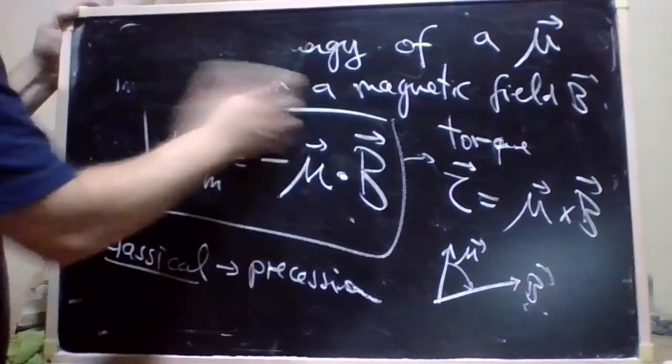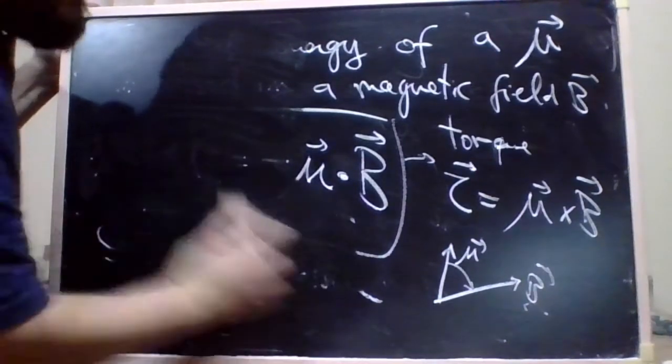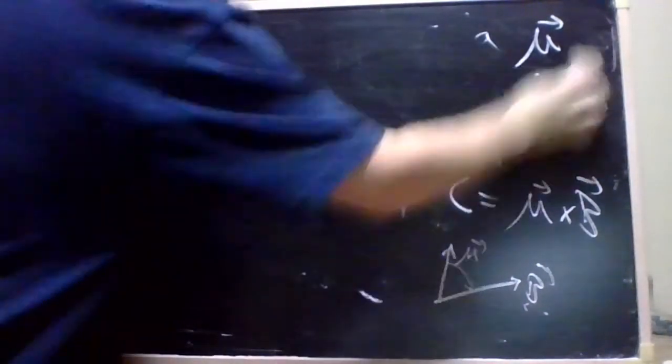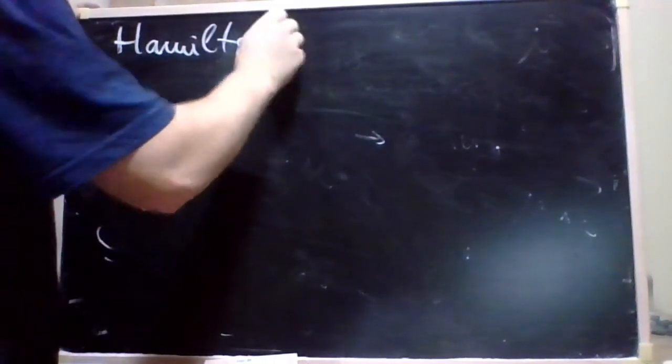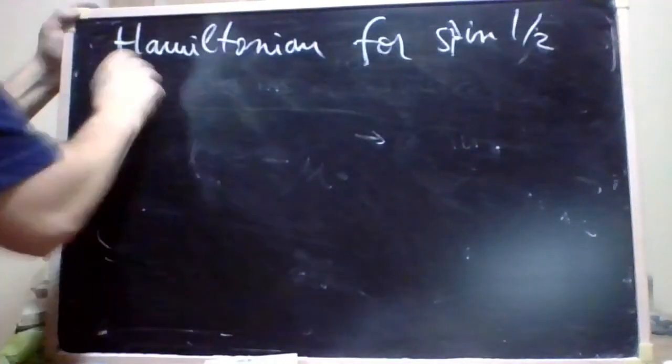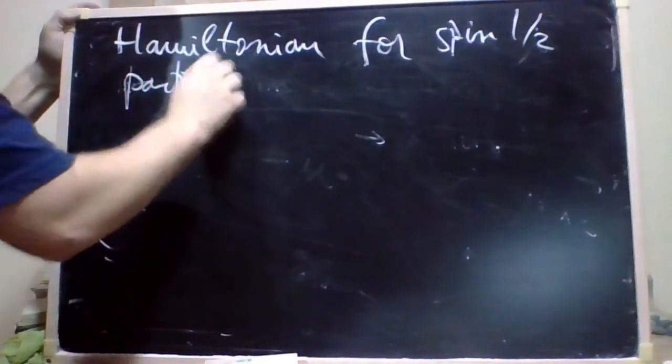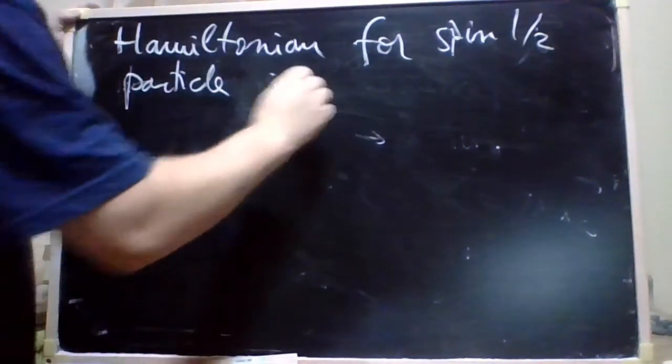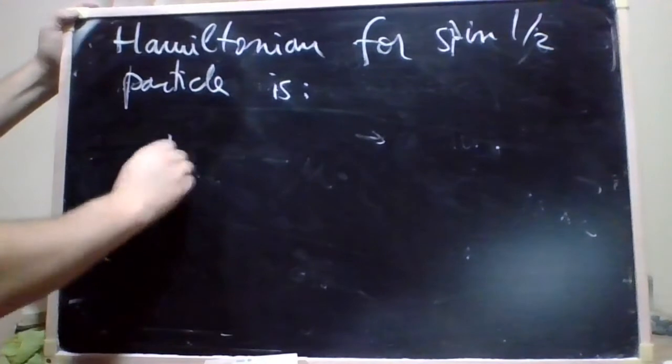All right. But in quantum mechanics, this energy is represented by a Hamiltonian. So the Hamiltonian for a spin half particle is something like this.